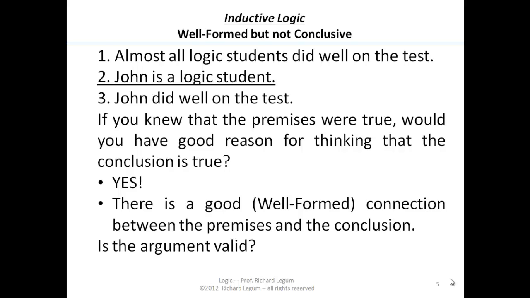But we remember we had those two methods of proving invalidity, the counterexample and the parallel argument method. So let's see if we can prove invalidity on this particular argument. We know it's not a valid argument. So let's turn to that.